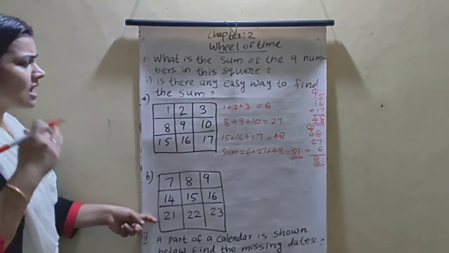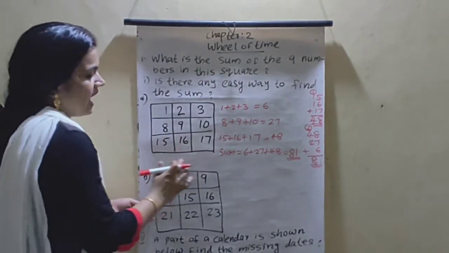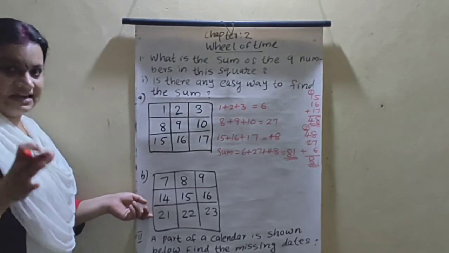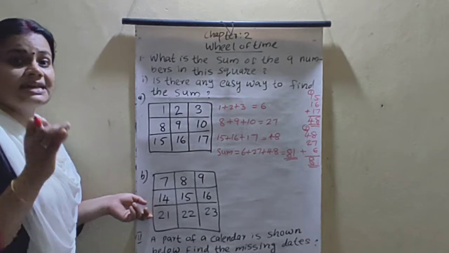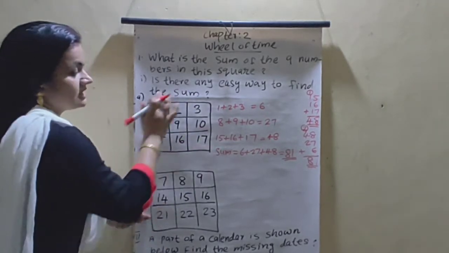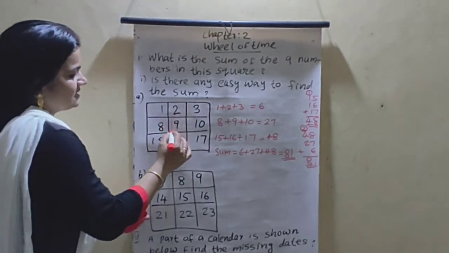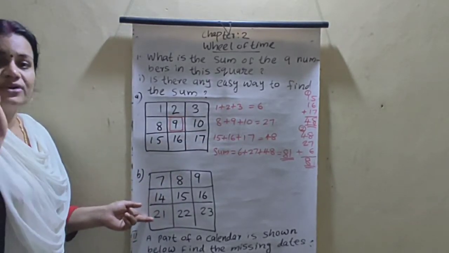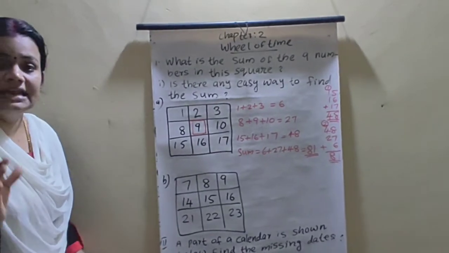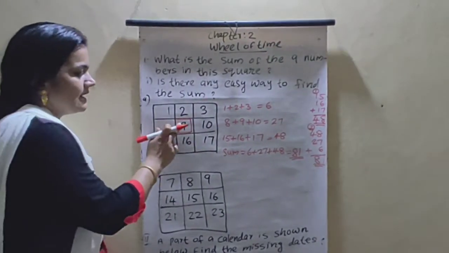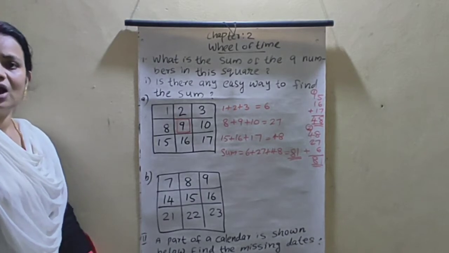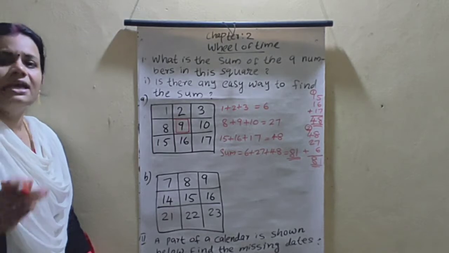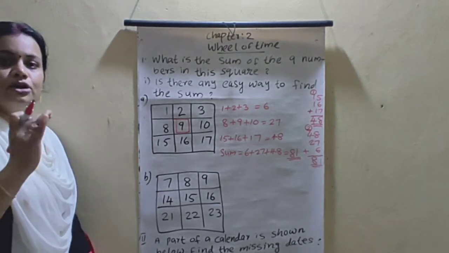First of all, look at this square and find the middle number. Which number is in the center position? The middle one. Yes, which number? 9. How to find the easy way? First we find the middle number. In this square, the middle number is 9. Then multiply the middle number by 9.